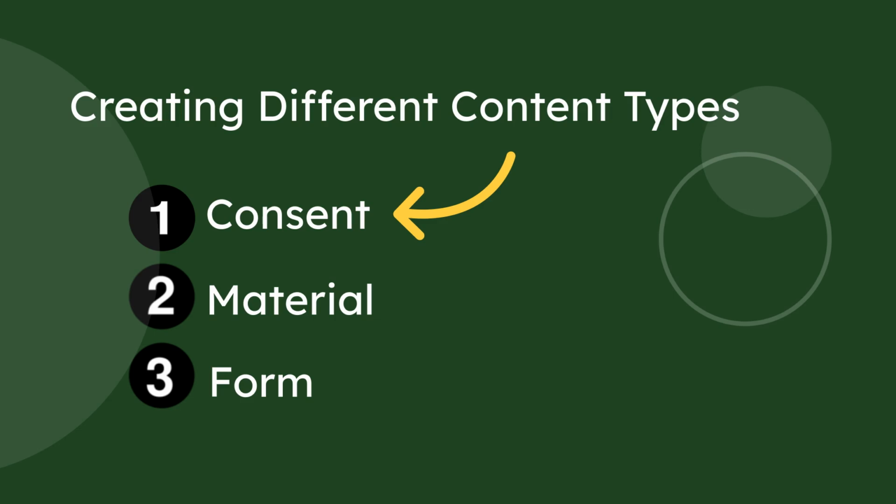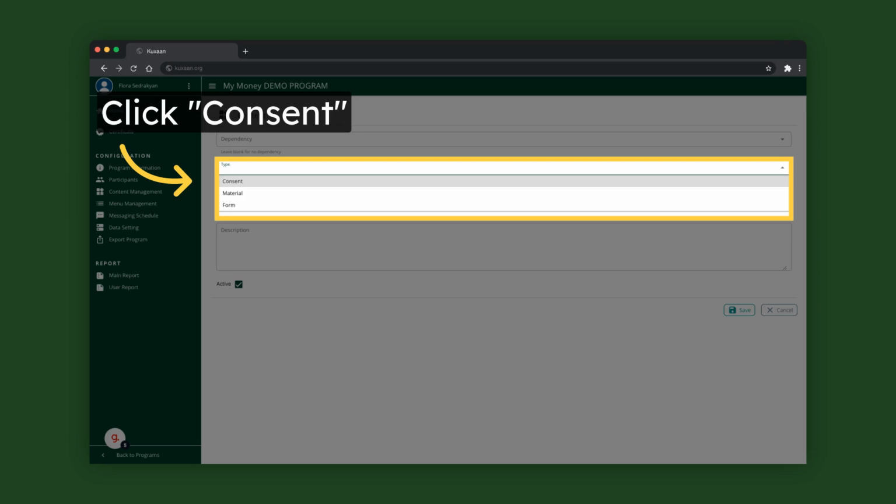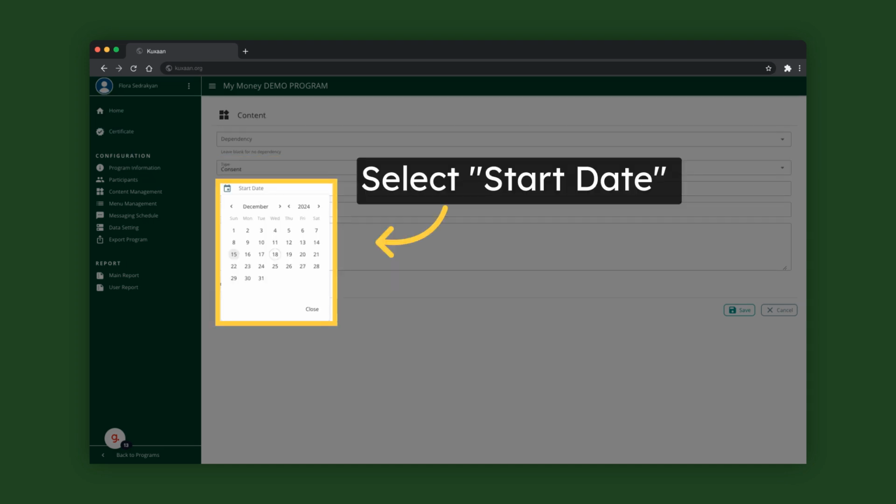We will begin by creating the first content type, consent. Select consent as the type of content we will be creating from the drop-down menu. For this tutorial only, the consent will serve as a dependency for other content that we will create. Click on the calendar icon to select a start date. The start date will indicate when the consent will be made available to the program participants. For this tutorial, we will select December 15, 2024 as the start date. However, content creators can choose any start date for their program.